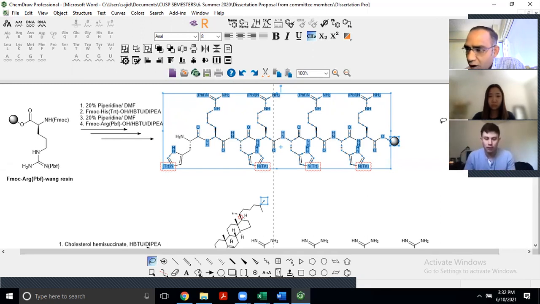Perfect. Now we learned two things. One is final cleavage and one is resin cleavage. Resin cleavage is done for what? To make the cyclic peptide. And final cleavage is done to finalize the peptide, you just get the peptide. Got it? Is it clear? Yep.